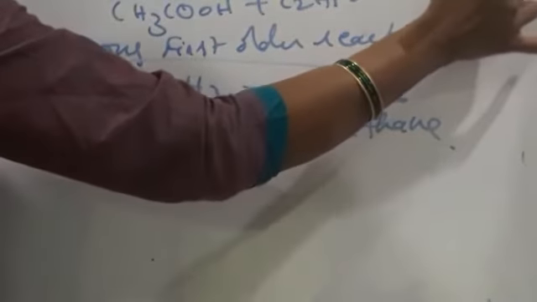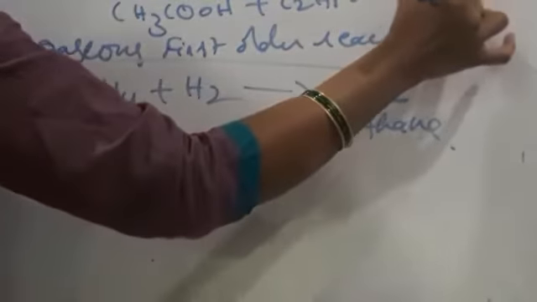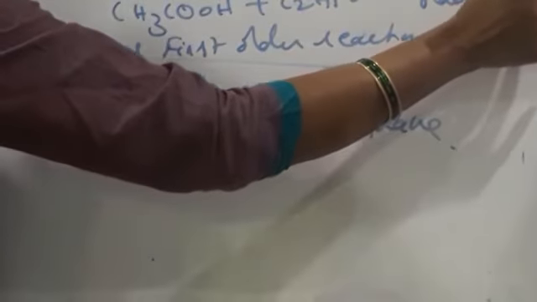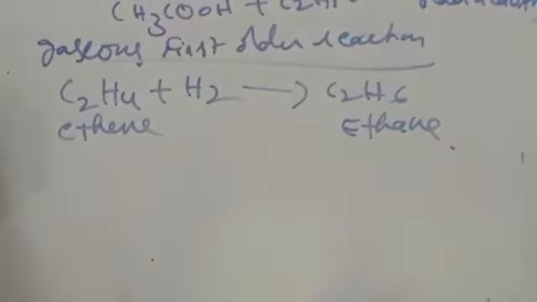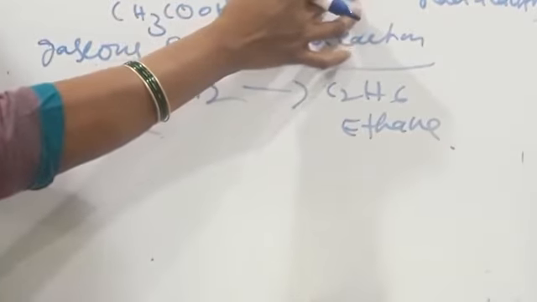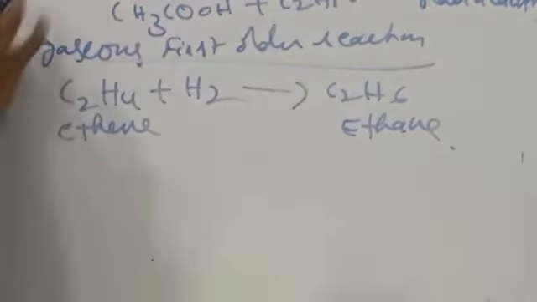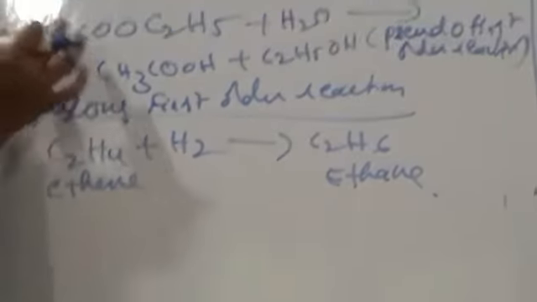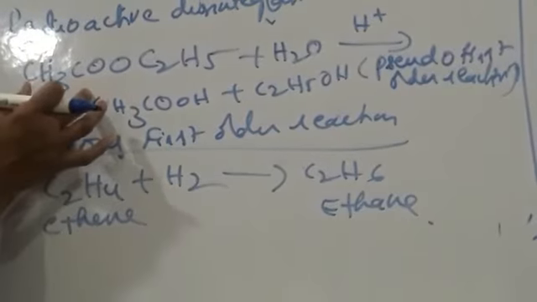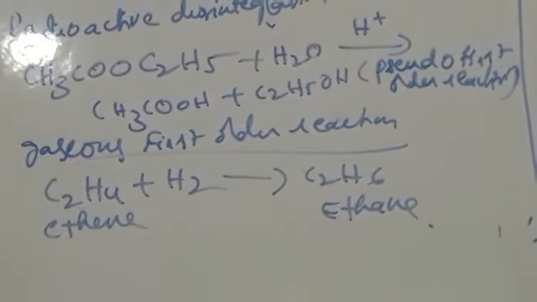Ethene into ethane. So, hydrolysis of ester is also called a pseudo first order reaction. Why? Because here two reactants are there, but water is present in excess. That's why we neglect the concentration of H2O here, and we take the concentration of ester only. So, that's why this is a pseudo first order reaction.